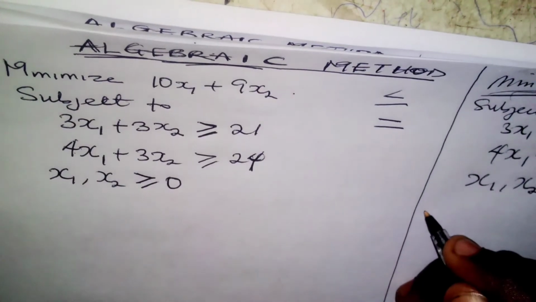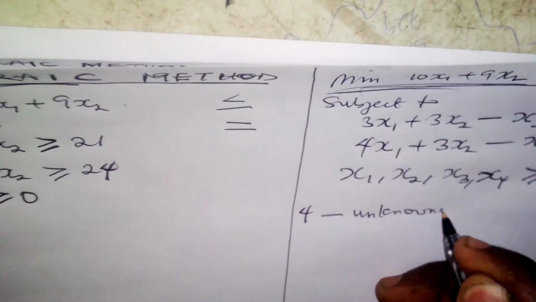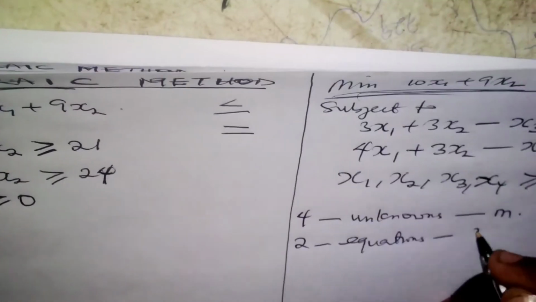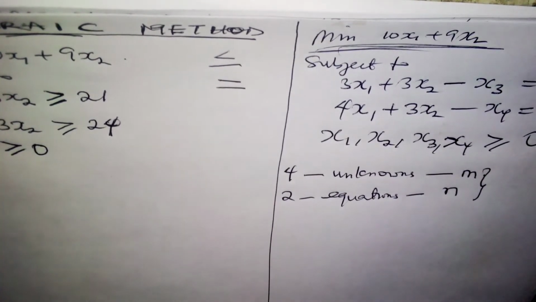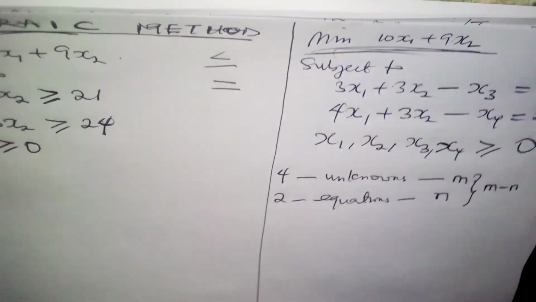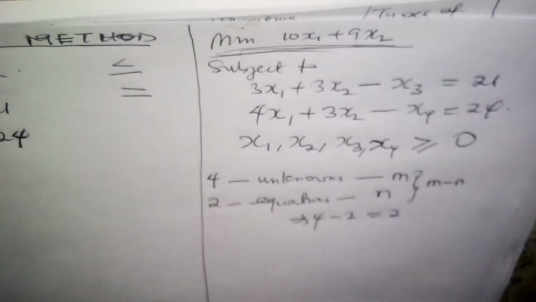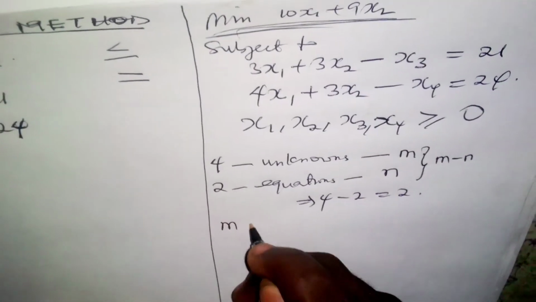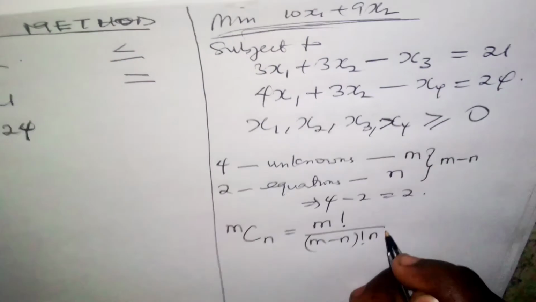Now, to start with, there is something we need to understand: this problem has only 4 unknowns, which you can represent as m. Then we have 2 equations, which is n. Now, with these unknowns and equations, to get the number of variables we have to solve for, we use m minus n. Take note of that. That's unknowns minus equations, which will give us 4 minus 2, which is 2. And also to know the number of combinations of solutions we can get, we apply the concept of combination, m choose n, which is m factorial over (m minus n) factorial times n factorial.